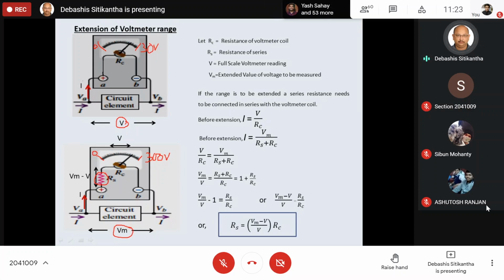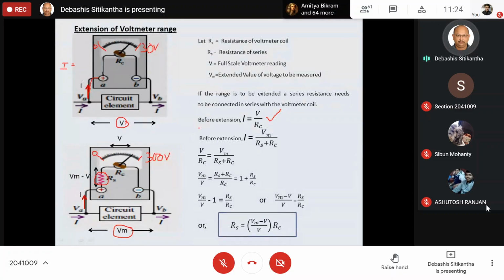Now how are we going to find the expression for this series resistance? Just have a look. Before extension, the current I that was flowing through this coil of the voltmeter was equal to the voltage V divided by RC. Obvious thing, because your current I is going to be the potential difference across the circuit element divided by the resistance of the voltmeter coil.